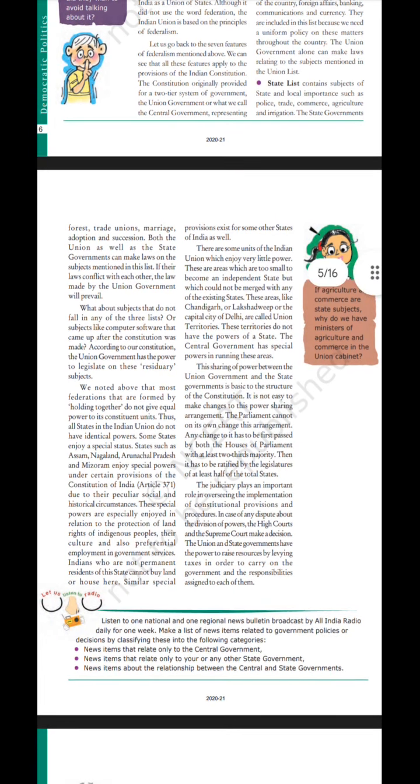Listen to the One Nation and One Regional News Bulletin broadcast by All India Radio daily for one week. Make a list of news items related to government policies or decisions by classifying these into the following categories: news items that relate only to the central government, news items that relate only to your or any other state government, news items about the relationship between the central and state governments.